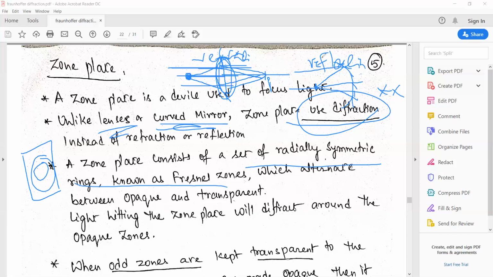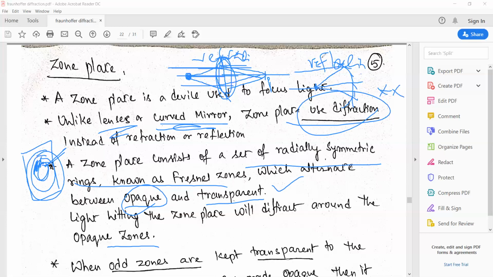and transparent. Like, if the first zone is an opaque portion, the second will be transparent. So the first zone will be transparent, the second zone will be blocked, the third zone will be transparent, and the fourth zone will be blocked. Opaque means it's not transparent to the light. So such zones are radially symmetric rings which alternate between opaque and transparent. Then light coming from the zone plate will diffract around the opaque zones. So any light coming from the zones diffracts at the opaque zone. That's the phenomenon zone plates are using.